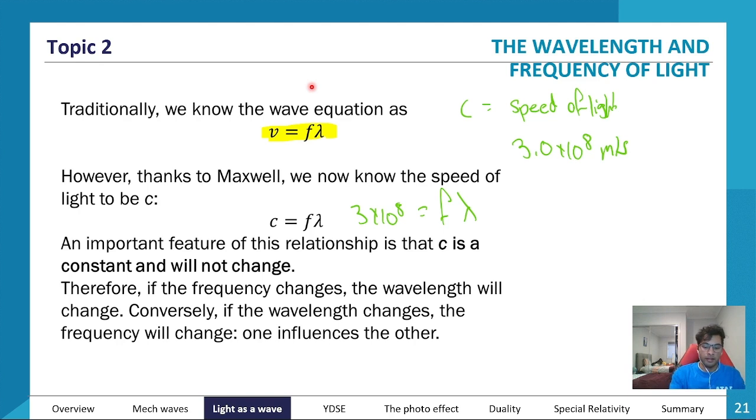Next thing we have to keep in mind is that the speed of light is always constant. Velocity is equal to frequency times wavelength. If velocity is constant, and let's say we were to increase the frequency, what is going to happen to the wavelength? Well, the wavelength is going to decrease. And vice versa, if we were to increase the wavelength, the frequency will decrease, because frequency times wavelength has to be constant, and that constant is the speed of light.